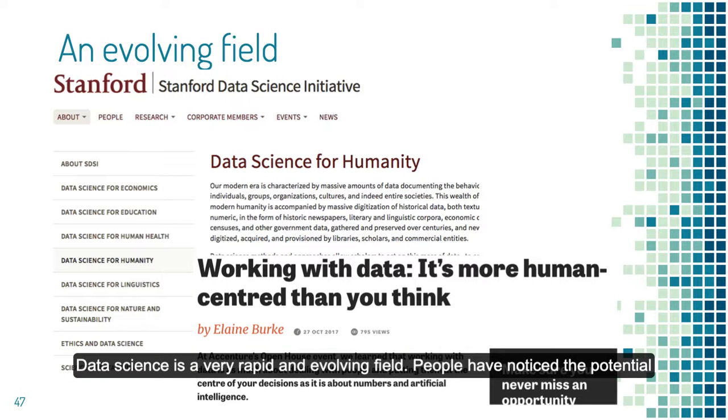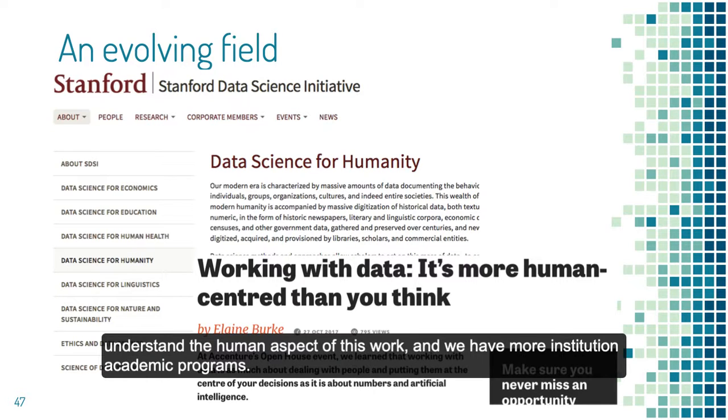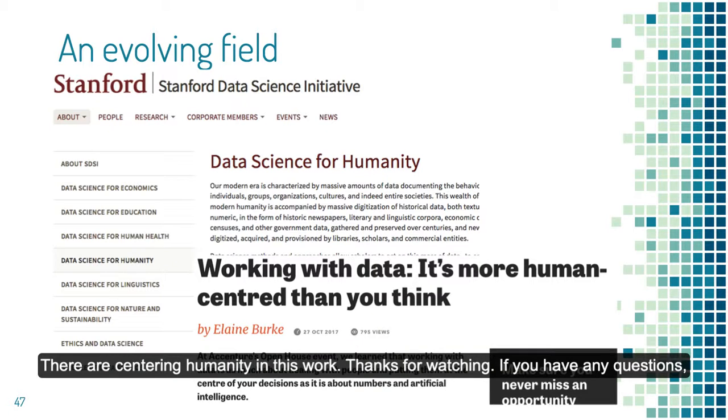Data science is a very rapid and evolving field. People have noticed the potential for harms that happen when we remove the human component of the data we produce. People are developing new methods for a more holistic treatment of the field. While a lot of this work is centered in the data science field, it also has implications in data analytics as well. More companies are looking for people who understand the human aspect of this work, and we have more institutions and academic programs that are centering humanity in this work.